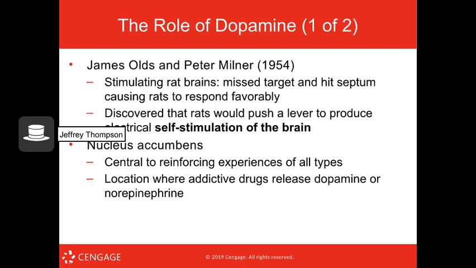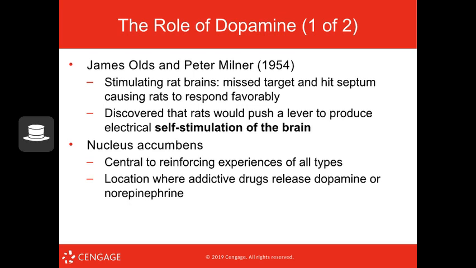So James Olds and Peter Milner, as you might guess, were playing around with rat brains. While stimulating different parts of the brain, they hit the septum, which caused the rats to respond favorably. The rats kept playing around with the septum, and they learned that the rats would push a lever to produce self stimulation to that same area. Because of that, they were like, oh, there must be something with this area. It's related to the feeling of reward.